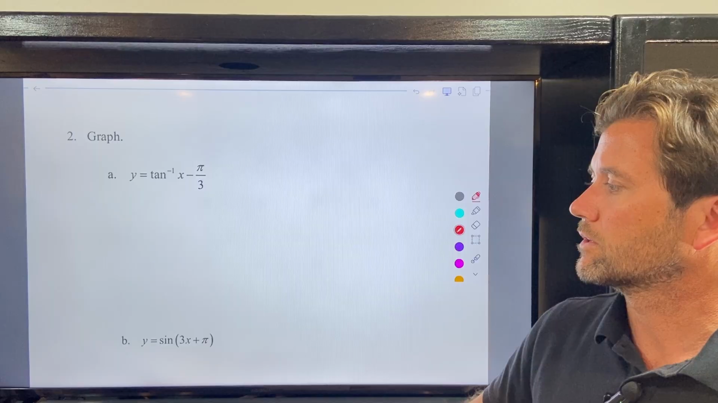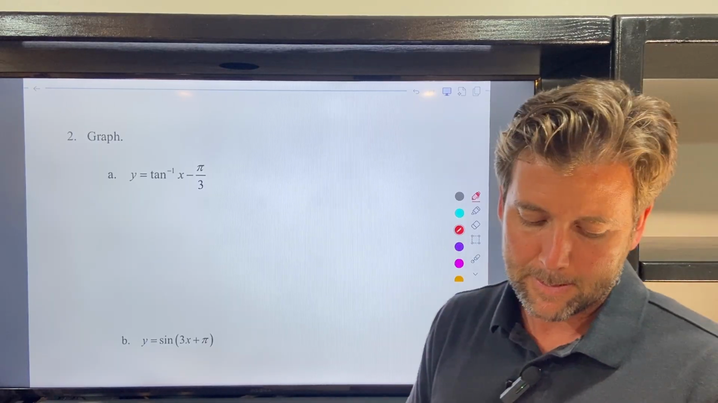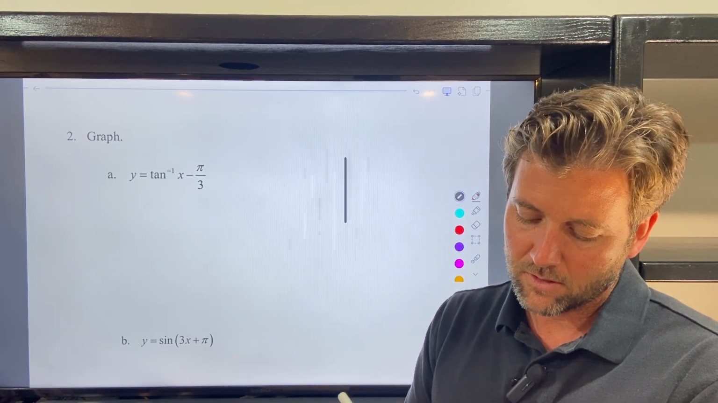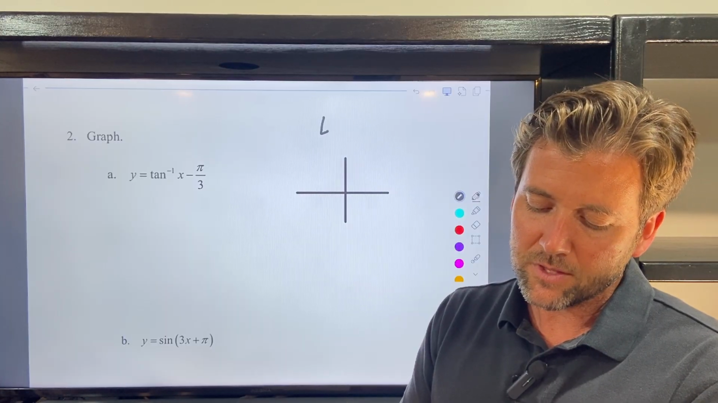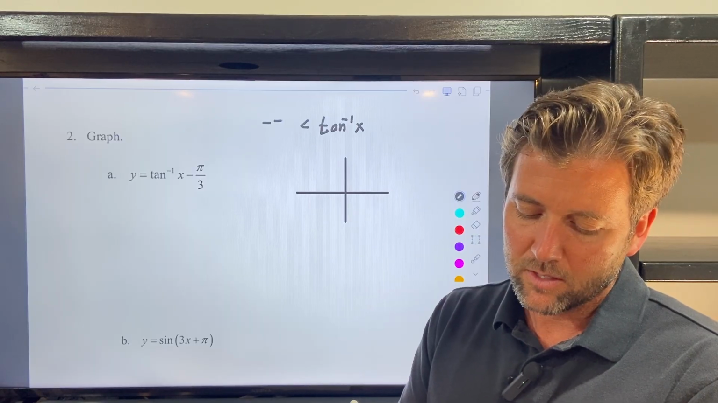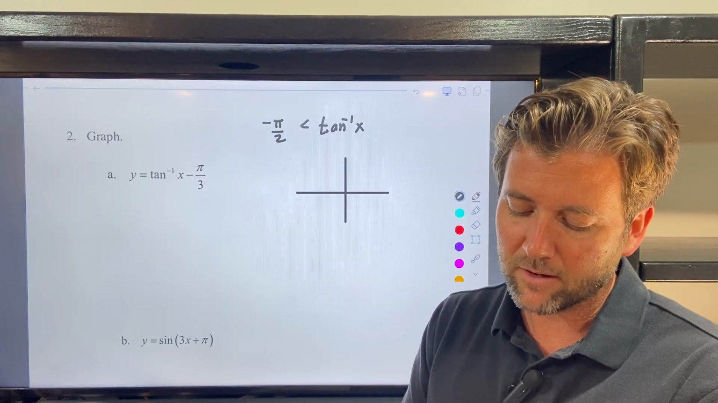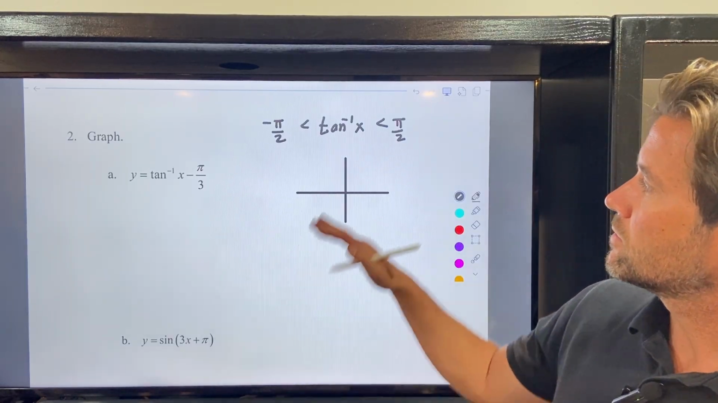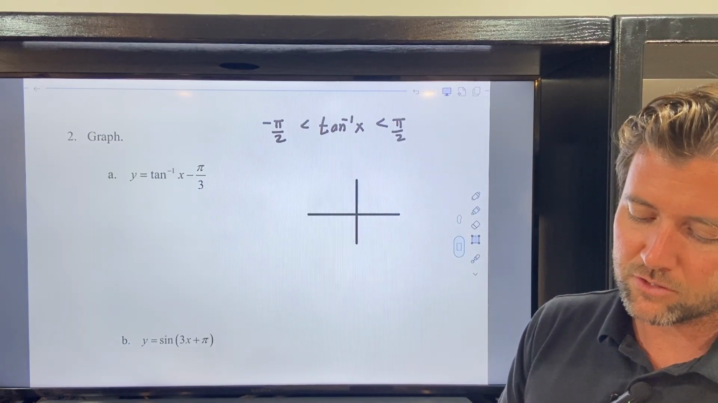All right, now we're going from solving to graphing. So this says to graph arctangent. Now, something you should already know about arctangent, you should know that the outputs of arctangent of x from early on are in between negative pi over 2 and pi over 2. So I'm going to graph right here the parent function arctangent of x.